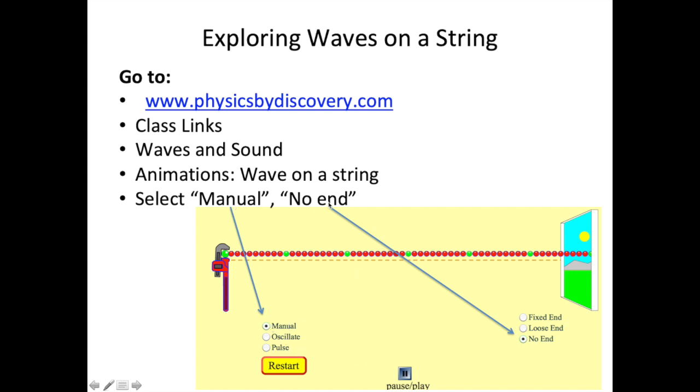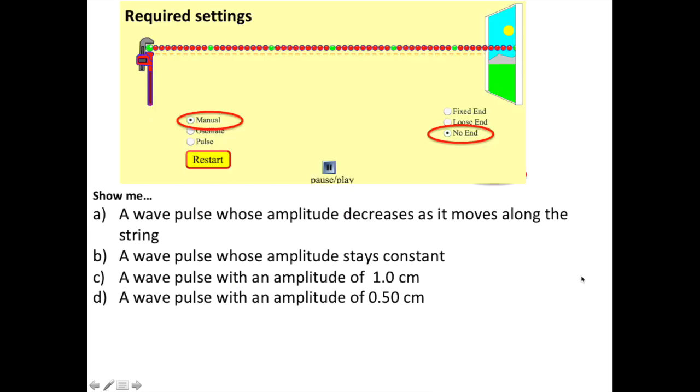So set it to manual and set it to no end, which basically means you need the wrench and the window. And then play with it and see if you can accomplish each one of these tasks. So in class I was able to check and see that people were able to do each of these things. Go ahead and pause this presentation, work with the simulation, and make sure that you can do these different things. Let me know if you have any questions.